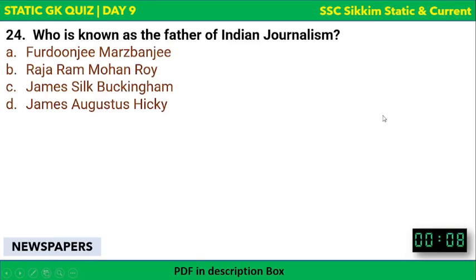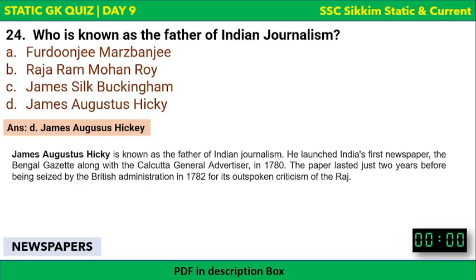The answer to this question is related to the first question, question number 21, which we discussed about the Bengal Gazette. The Irishman, which I was telling, was James Augustus Hickey. He was known as the father of Indian journalism. Why? Because he launched India's first newspaper, the Bengal Gazette, along with the Calcutta General Advertiser in 1780. So I hope this is clear.